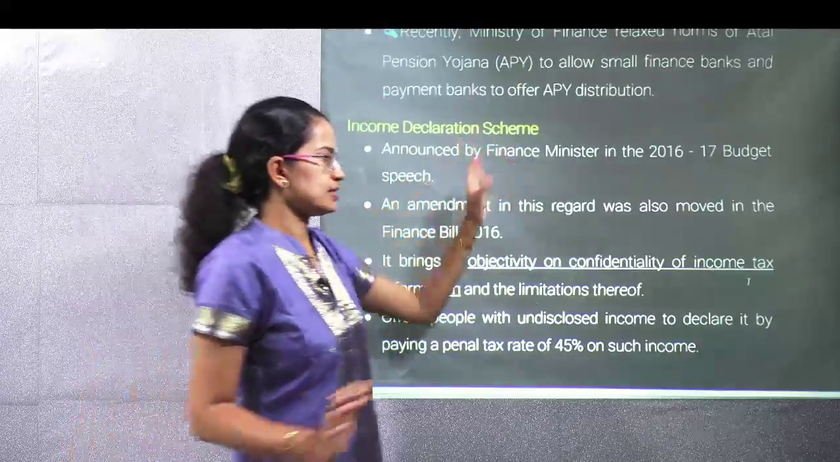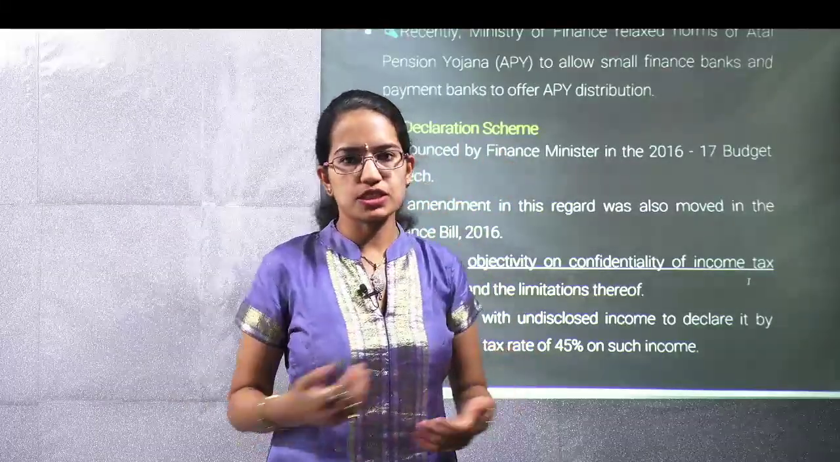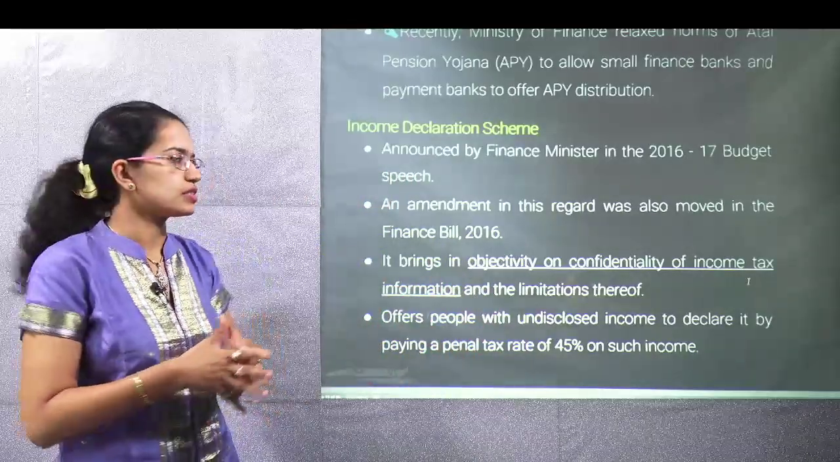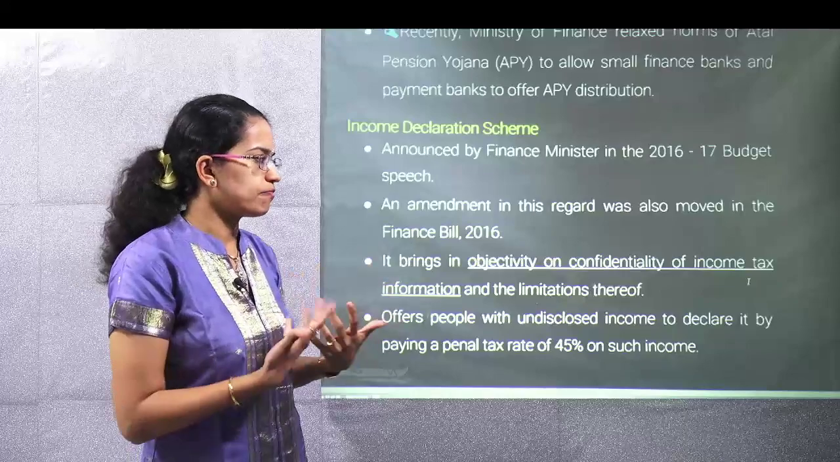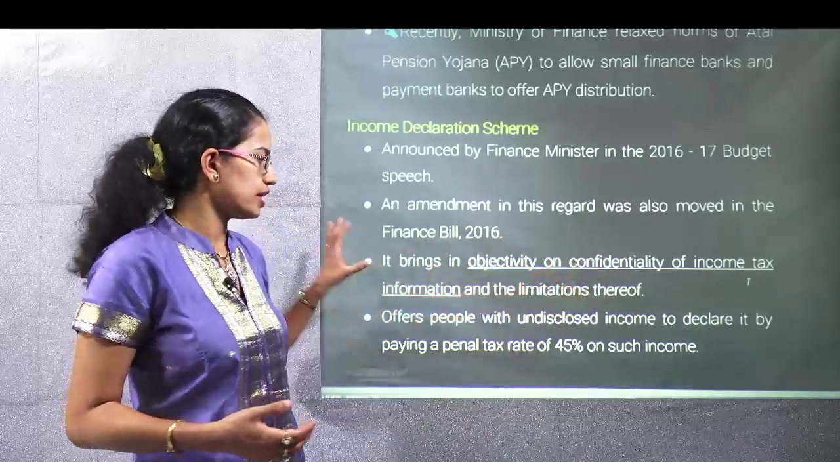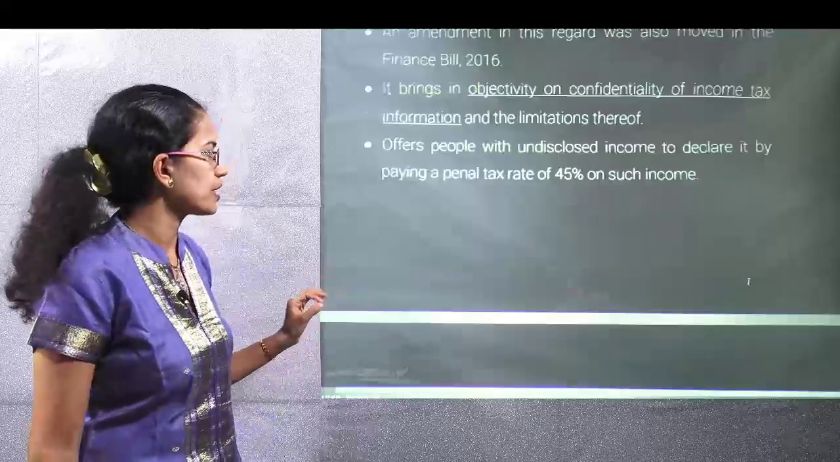The income declaration scheme came up in the budget of 16-17. The idea was to bring transparency into the system and to remove black money. So bringing objectivity on the confidentiality of income tax information becomes the key point here.